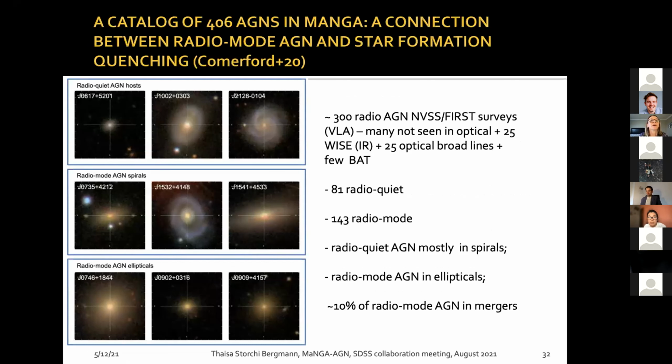Finally, I would like to mention this work by Julie Comerford, where she did a different selection of AGN in MaNGA, from the spectra itself, that are optical selection, but looked mainly at radio AGN in the MaNGA sample. She realized that there were about 300 radio sources in galaxies that are typical of AGN, but many of them we don't see in the optical signatures of AGN. And so she found 81 that could be classified as radio quiet and 143 that could be classified as radio mode. The radio quiet are mostly in spirals, and radio mode AGN mostly in ellipticals. And 10% of radio mode AGN are also found in mergers.